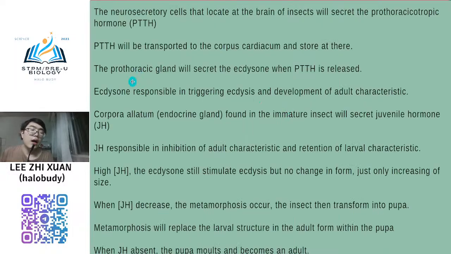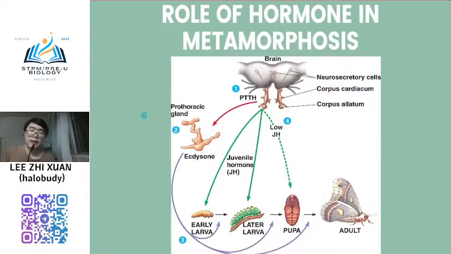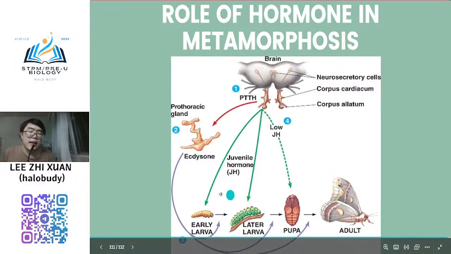And then the prothoracic gland will secrete ecdysone when PTTH is released. So when your PTTH is released, it will stimulate the prothoracic gland to secrete ecdysone. What are the functions of ecdysone? It is responsible for triggering the ecdysis process and the development of adult characteristics. So when the corpus cardiacum is stimulated, it will release PTTH to stimulate your prothoracic gland to secrete ecdysone to trigger the ecdysis process.